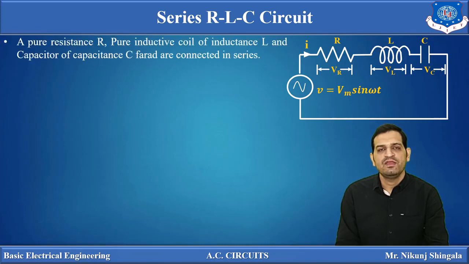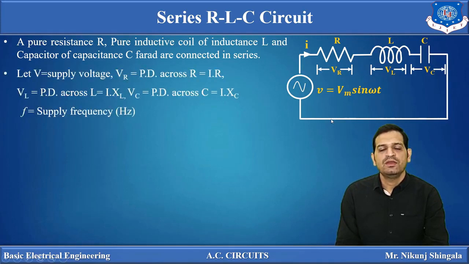The resistor has value R ohm, the inductive coil has inductance L, and the capacitor has capacitance C farads, connected in series. Now, across this series combination, one instantaneous voltage source is applied, represented by Vm sin omega t. One AC source is connected across the series combination of these three elements.